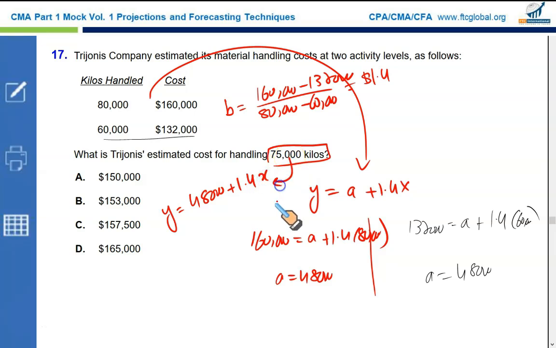If you want to handle 75,000 kgs, simply replace x with 75,000. 1.4 multiplied by 75,000 plus 48,000. Now just simple arithmetic, it will give you $153,000. So the cost of handling 75,000 kilos of material is $153,000, option B.